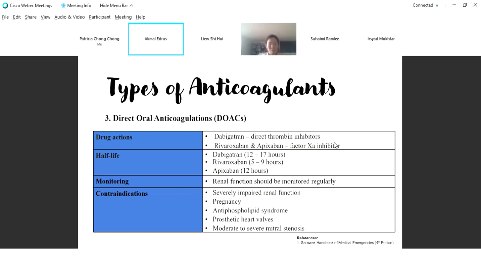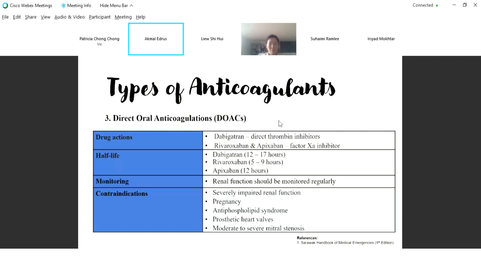The third drug is direct oral anticoagulant. There are two types of drug for this type. That's dabigatran and rivaroxaban. Dabigatran is a direct thrombin inhibitor, while rivaroxaban and apixaban are factor 10A inhibitors. The half-life for dabigatran is 12 to 17 hours, rivaroxaban 5 to 9 hours, apixaban 12 hours.